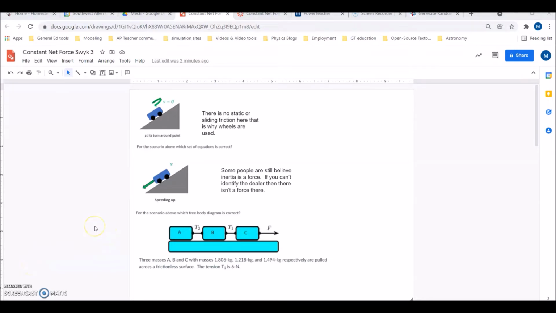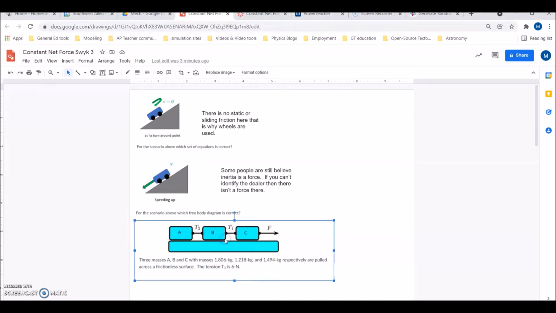One of the problems often missed on the constant net force quiz 3 was problems like this where there's multiple objects being pulled. So you need to understand that you're in charge of making your system whatever it is. So notice in this problem, we know what this tension T1 is. And so maybe we're asked to find the acceleration, maybe we're asked to find T2 or the F.